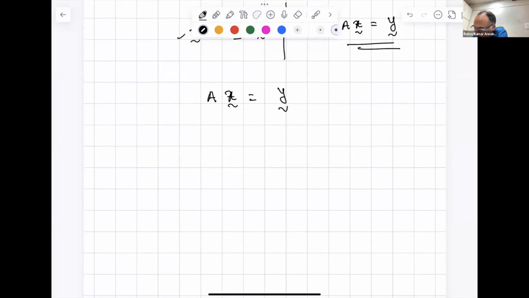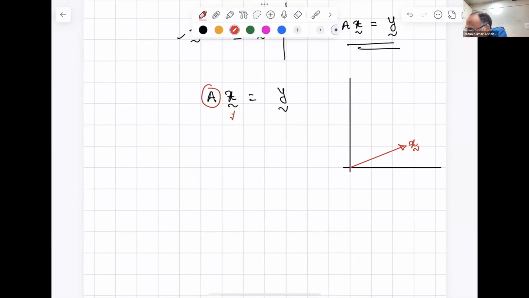Geometrically, this is what it is telling me. You have a vector X. When this vector X is operated on by matrix A, the matrix A is transforming that vector to another vector Y. I don't know what this vector is; generally it is transforming to some other vector Y.